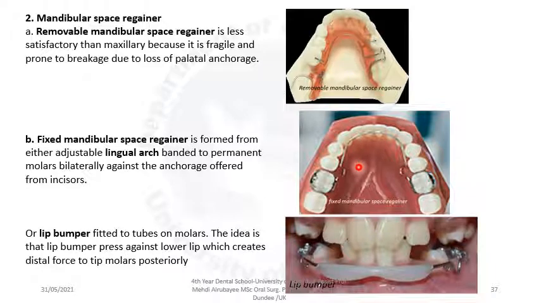Mandibular space regainer. The removable mandibular space regainer is less satisfactory than the maxillary space regainer because it is fragile and prone to breakage due to loss of palatal anchorage. The fixed mandibular space regainer is formed from either an adjustable lingual arch bonded to the permanent molar bilaterally against the anchorage offered from the incisors, or a lip bumper fitted to the tubes on the molar. The idea is that the lip bumper presses against the lower lip, which creates a distal force to tip the molar posteriorly.